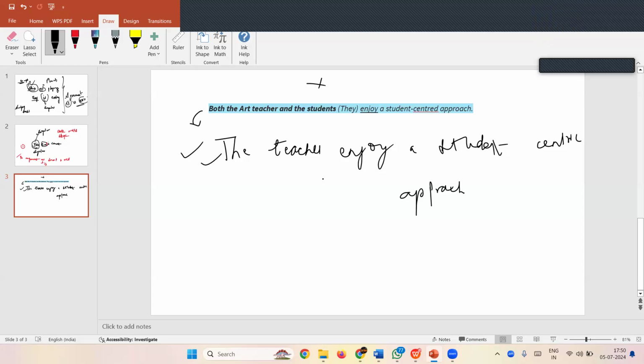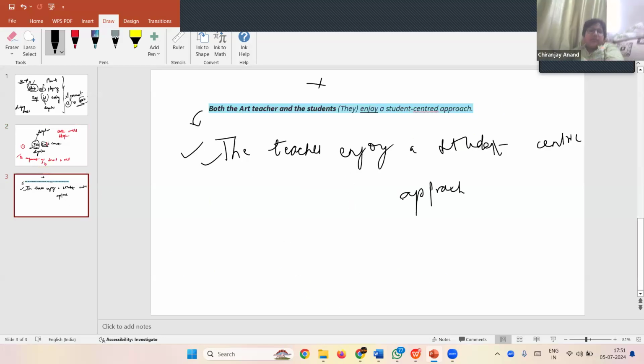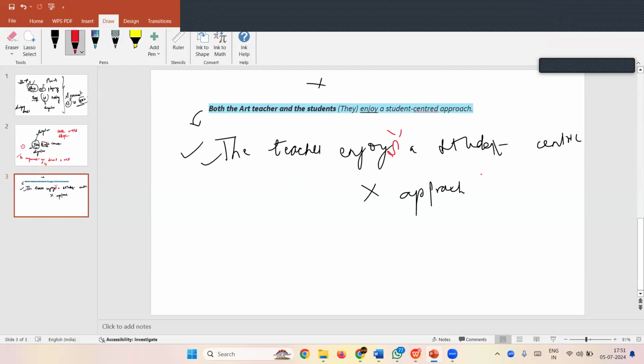Just now we know whenever the subject is singular, the verb should have the S form. So this is wrong. I have to add S here: The teacher enjoys a student-centric approach. This is correct now. The teacher is singular, only one teacher is there. Now, see this sentence: Both the teacher and the students enjoy a student-centric approach. Why is it enjoy and not enjoys?